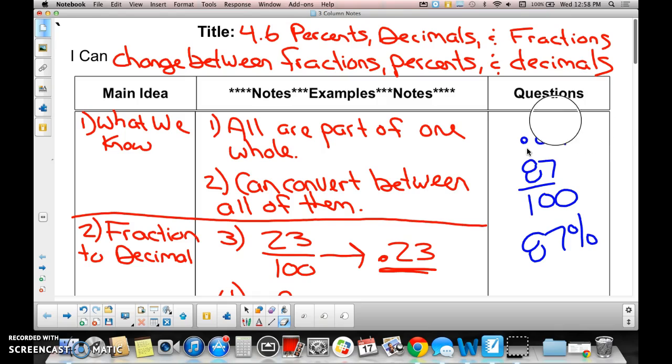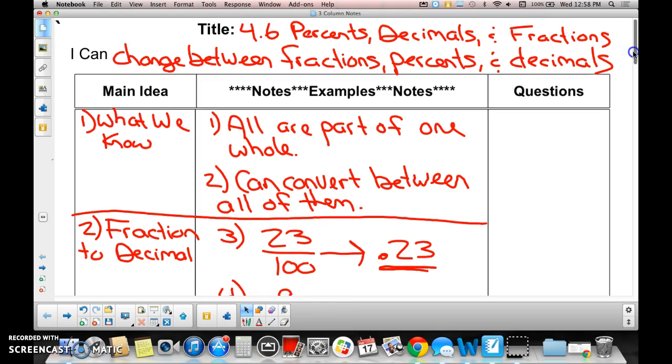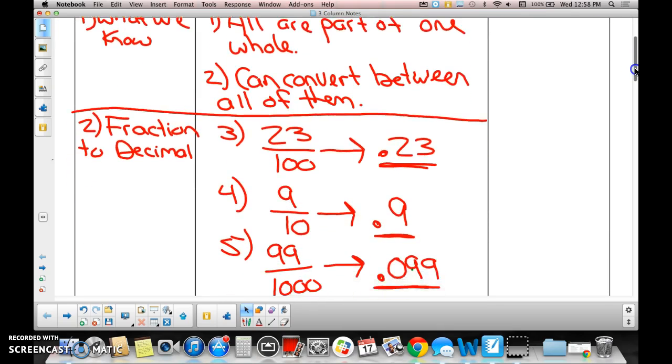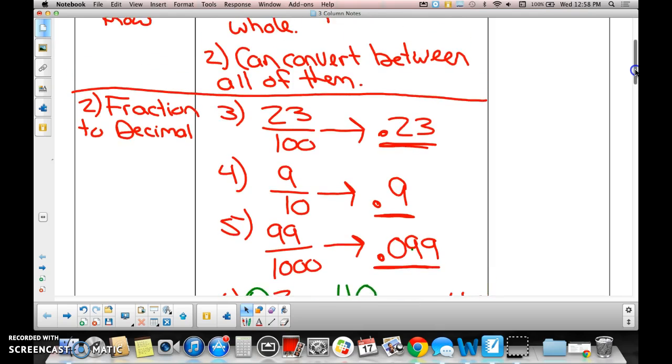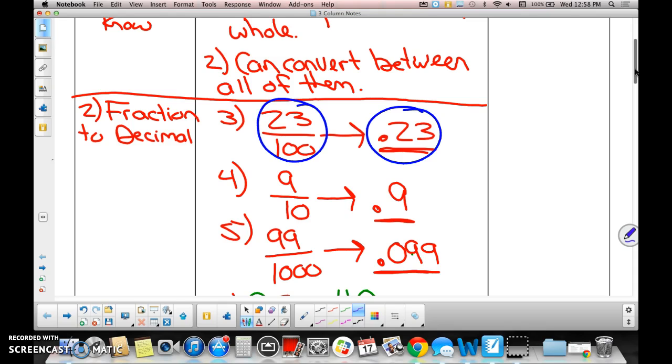Now, the one that we need to work a little bit harder on, this is for everybody, would be fractions to decimals. And if you look at number 3, number 4, number 5, we all did these. If I gave you 23 hundredths, could you easily convert that to a decimal? Yes. You write 23 hundredths, right? Because 23 hundredths is said 23 hundredths in decimal form.